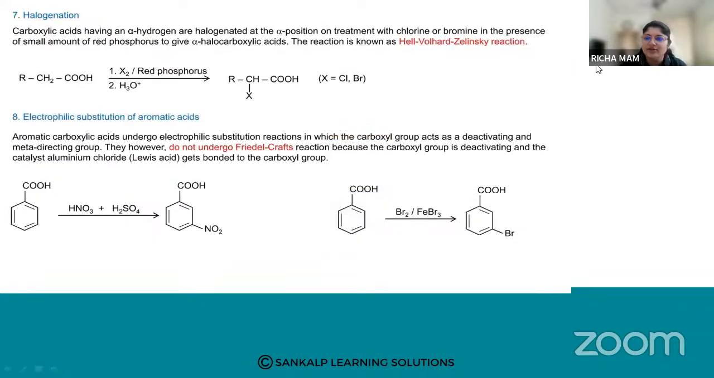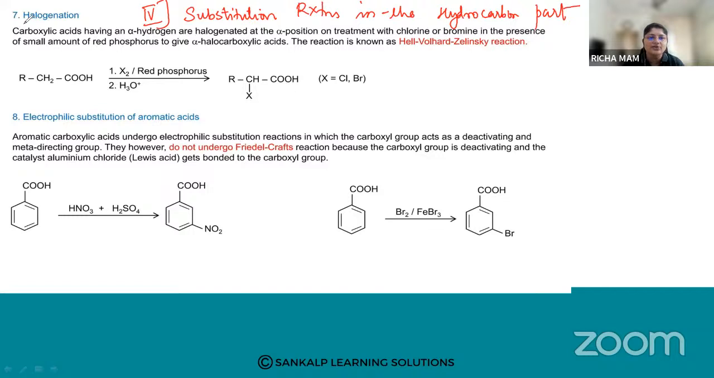Halogenation. So this is the fourth part of reactions, that is substitution reactions in the hydrocarbon part. First one is halogenation.